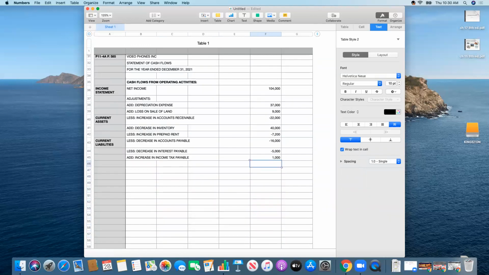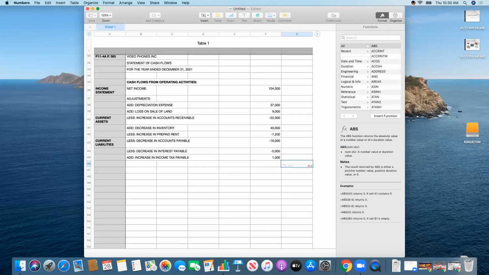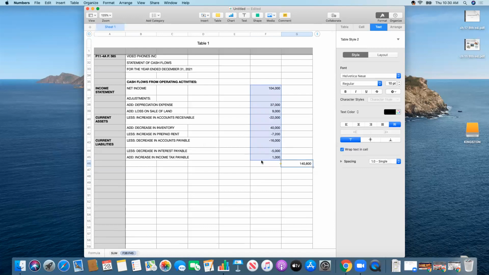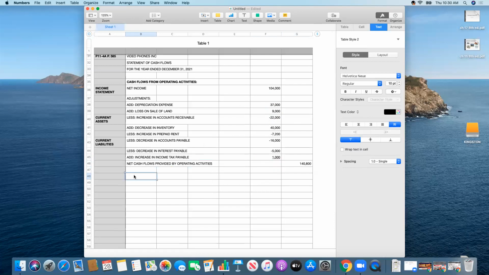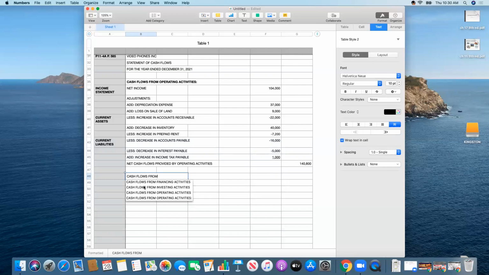Okay, that is it for operating activities. I want to add them together. So that's a positive 140,800 net cash flows provided by operating activities. So we picked all the numbers off the income statement that we needed. We took all the current assets, analyzed them, added, subtracted, and did the same thing with the current liabilities. Now it's time to do the investing activities. Cash flows from investing activities.